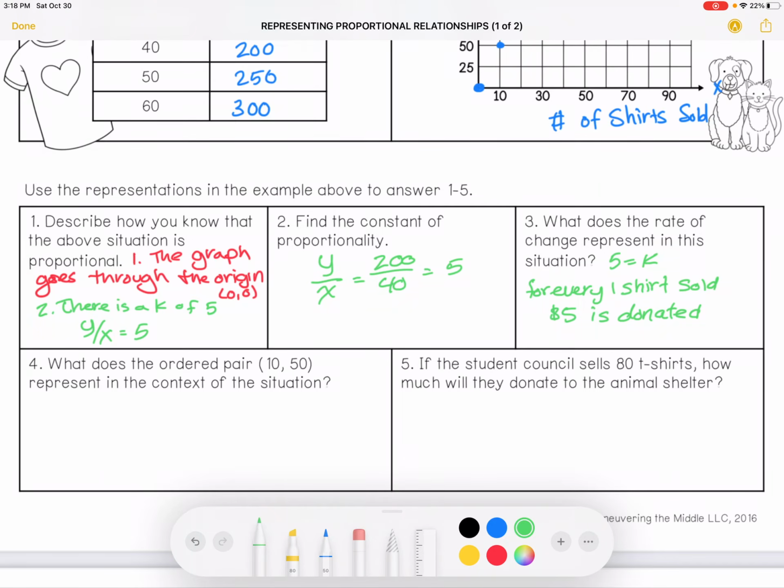Okay, number 4, what does the ordered pair 10, 50 mean? So our X is 10 and Y is 50. So since X is shirts, that would mean that if 10 shirts are sold, because 10 is the number of shirts sold, $50 is donated.